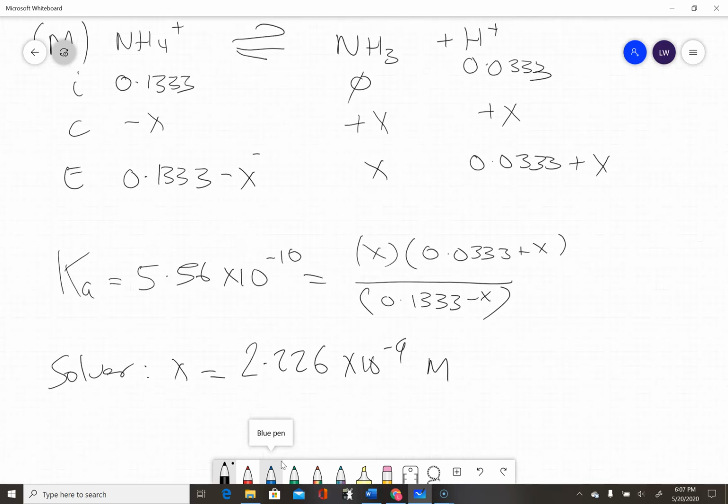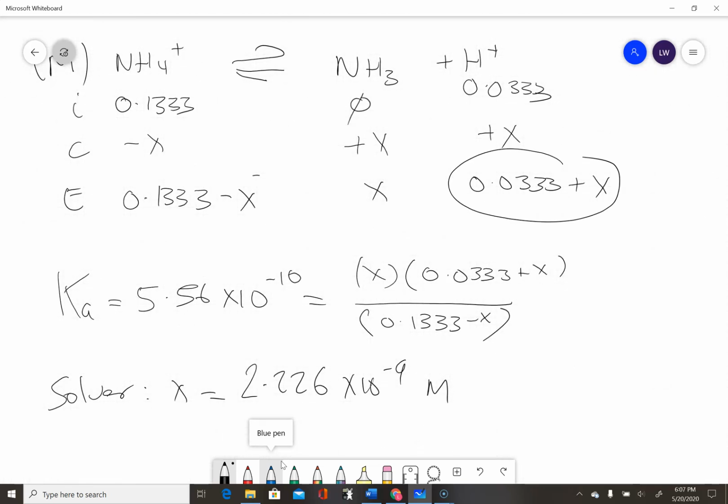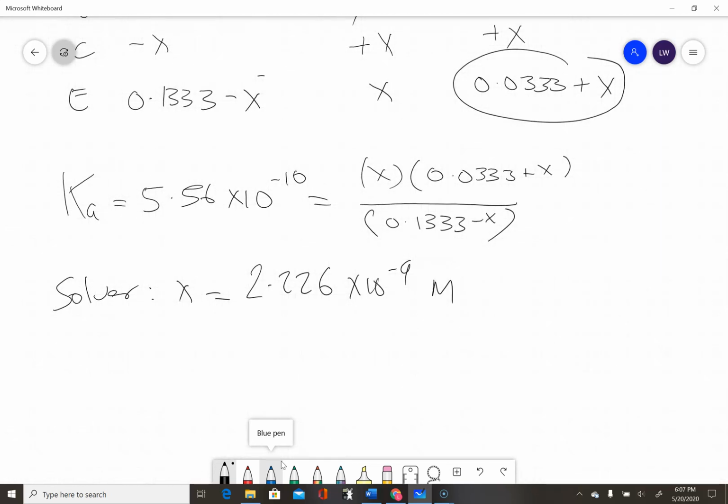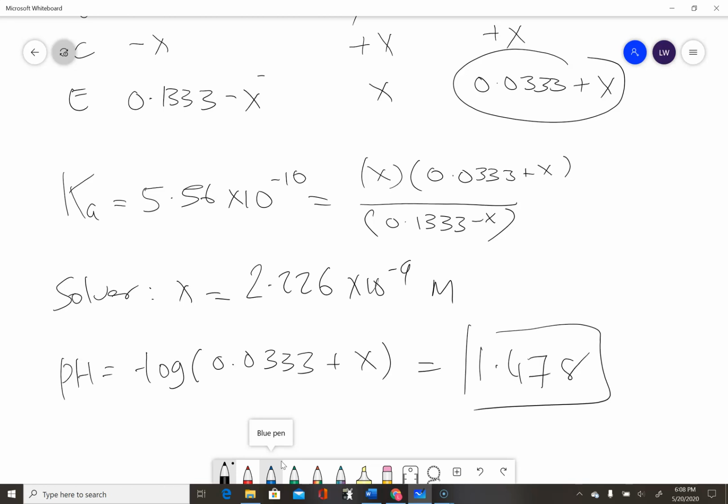So my hydrogen ion concentration is going to be 0.0333 plus x, and the negative log of that will give me the pH. So pH equals negative log of 0.0333 plus my x, which I saved into my calculator previously. So there's going to be negative log of 0.0333 plus x, close the parentheses and hit enter, and I got 1.478. And it's acidic, right? Because I'm way past the end point.